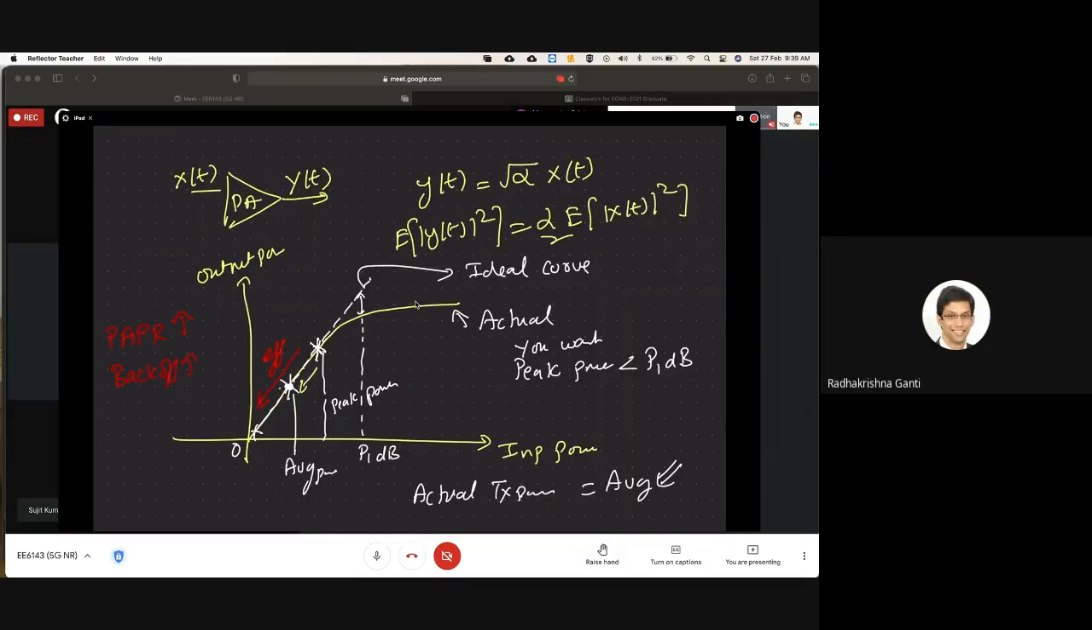Sir, what do you mean by the back off power? This is the back off power. It means the range of swing; in some sense, the range of swing.